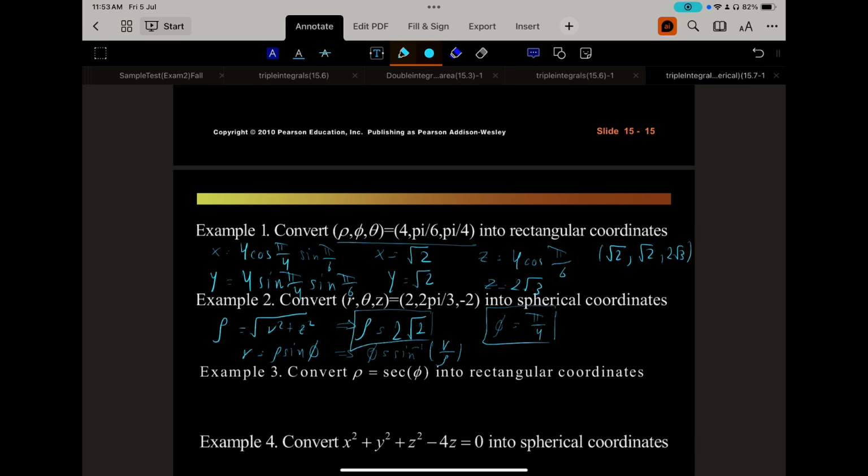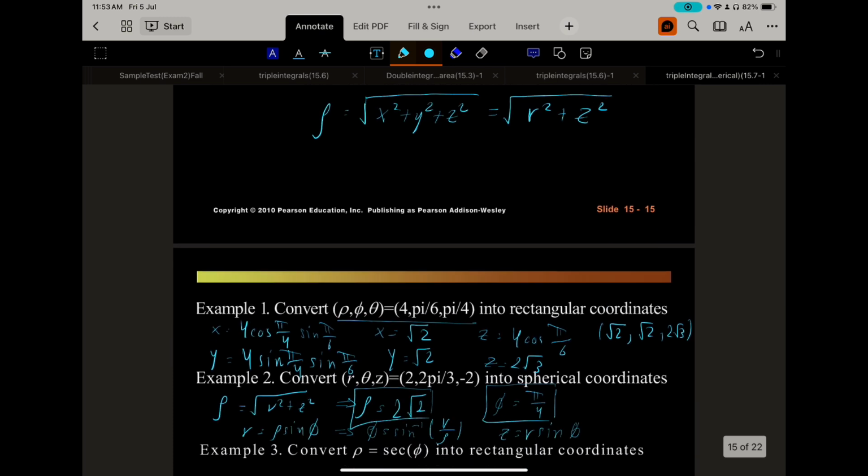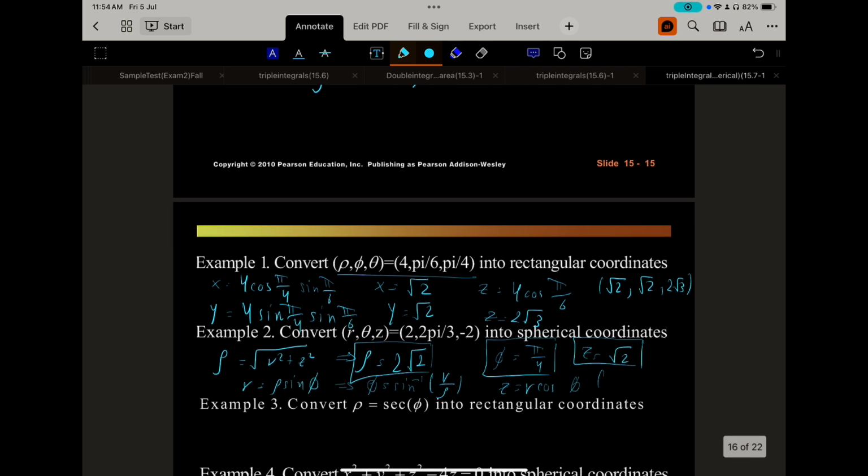Now we need the z. Since we found phi, z is rho cosine of phi, so z is just 2 root 2 cosine of pi over 4, which is 2. Now our coordinates are 2 root 2, pi over 4, and 2. That's basically our spherical coordinates.